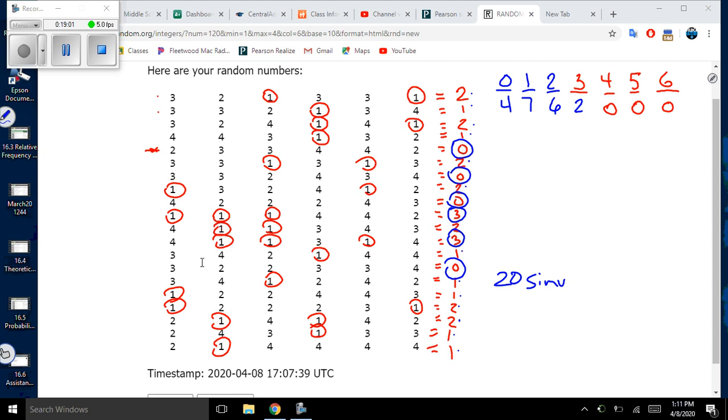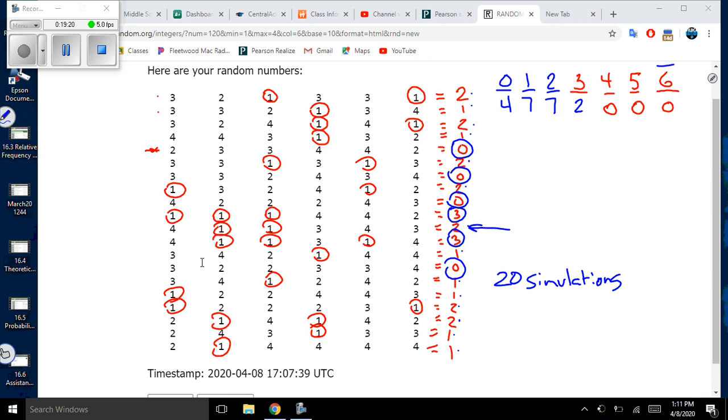Now, if you did it right, since you have 20 simulations, this better add up to 20. I think I missed one there. So 4 and 7 is 11. 11 and 6 is 17. 17 and 2 is 19. I think I missed this 2 right here. Okay? So I'm going to go ahead and erase. I had 7 of them that I had 2 of them right.